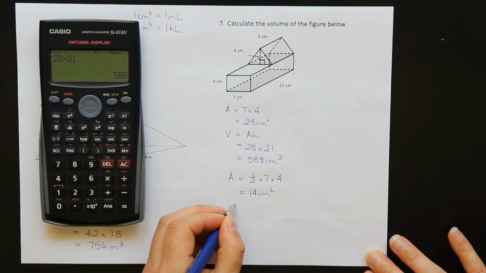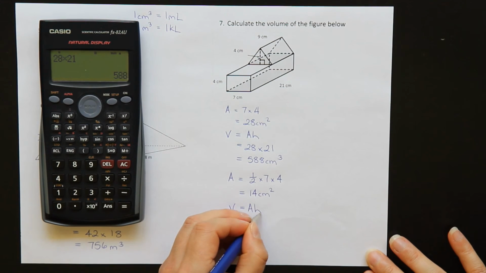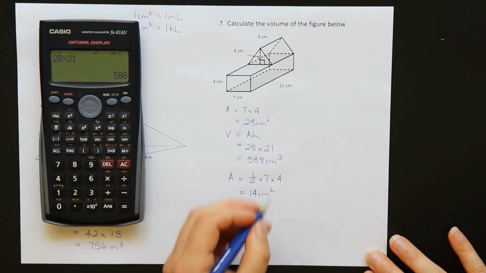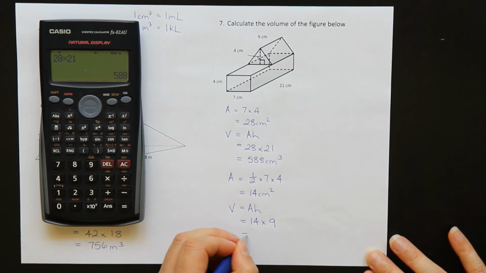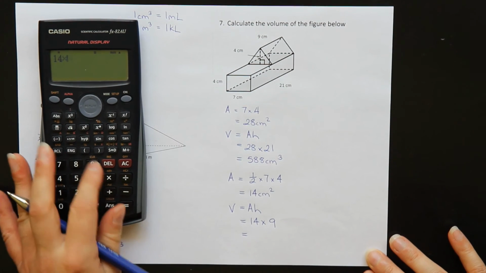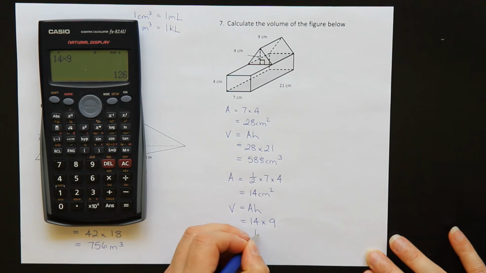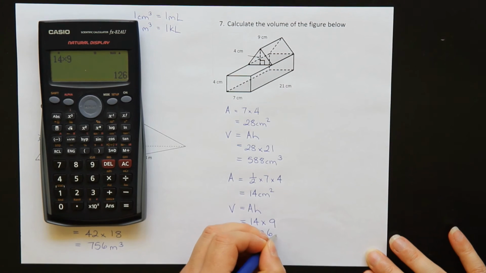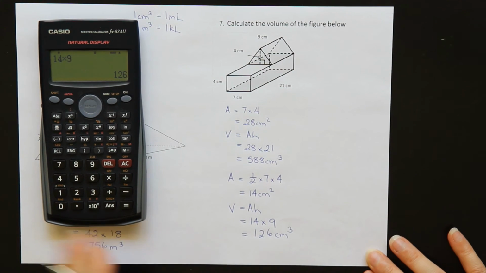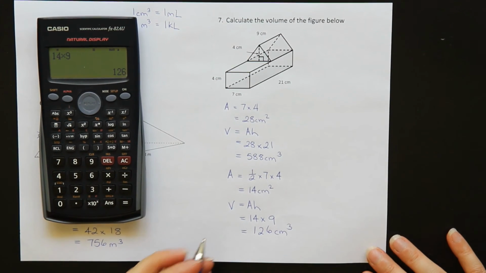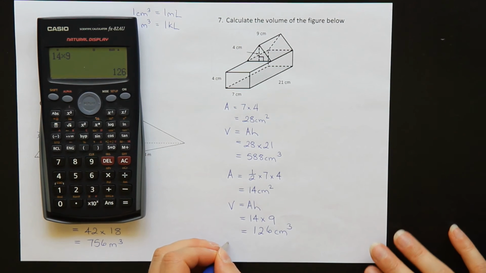And then to work out the volume, V is equal to AH. The area was 14 and the height going back here is 9. So 14 times 9 equals 126 centimeters cubed.